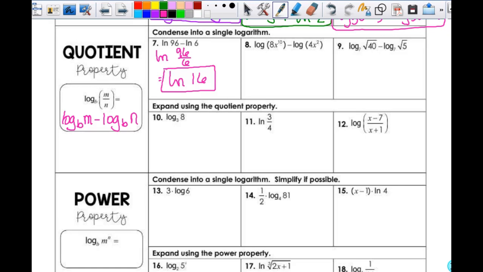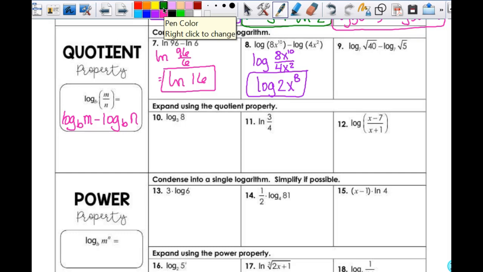All right, so then I'm going to condense this one. So it's log of 8x to the 10th over 4x squared. So then I need to simplify that. What's 8 divided by 4? 2. And then x to the 10th over x squared. When you divide with the same base, what do you do to the exponents? Subtract. So this would be 2x to the 8th. Everybody good? Stop me if you have a question. Otherwise, I'm just going to keep going so we can get through all these.